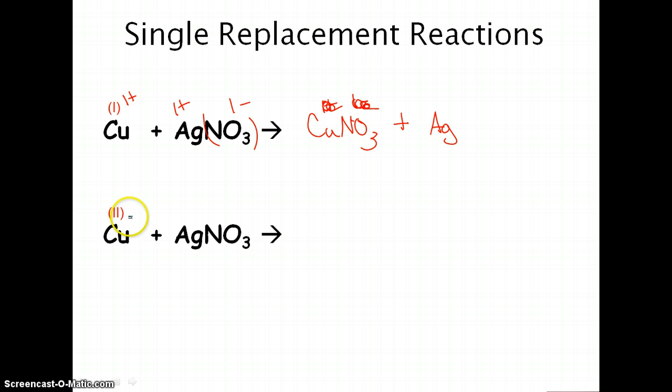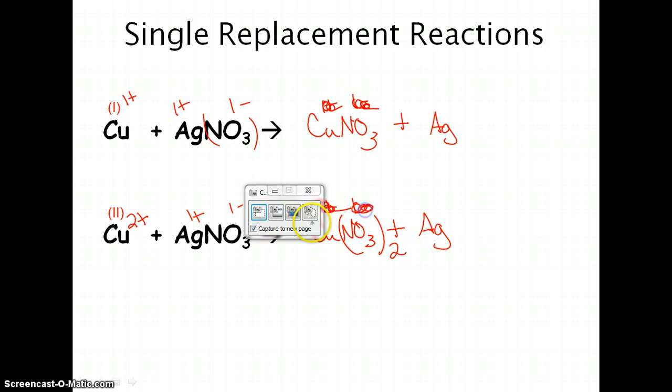Okay. Now Cu, now we got a Roman numeral 2, so that's telling us this is a 2 plus. Ag is still 1 plus. NO3 is 1 minus. Positive still going to get kicked out. Alright, Ag is not a diatomic, so we don't need anything. And then we got to swap and drop our compound. So this gives us Cu(NO3)2 from the swap and drop.